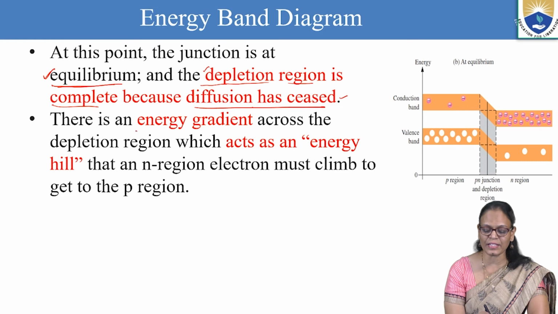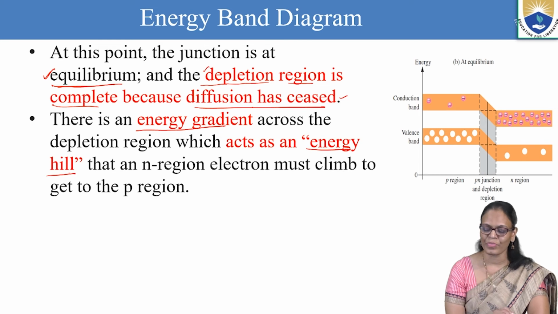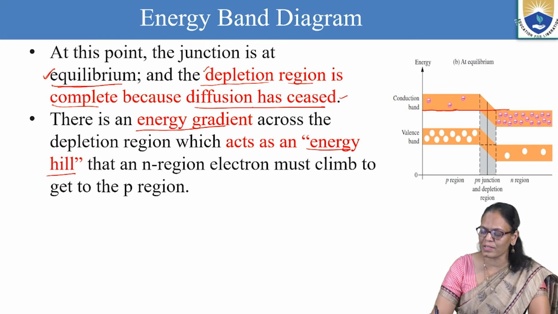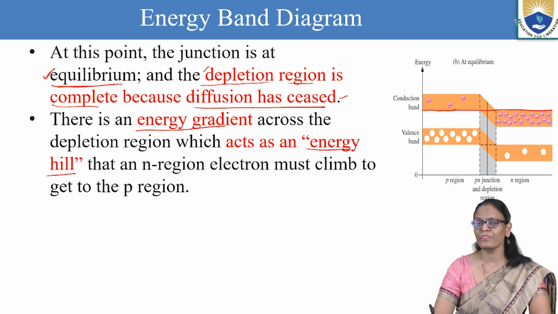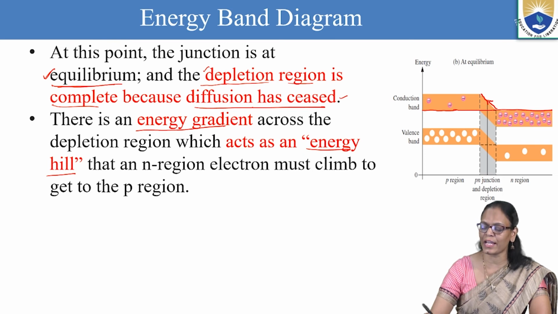So there is an energy gradient across the depletion region and that will act as an energy hill. What we are trying to understand now is that because the level has lowered, if the electrons from the N region have to go to the P side, they have to climb this hill. This is the hill that we are calling here. So the electrons from the N side have to climb this energy level, or I can say have to overcome this barrier, and then only they can move on to the P side.